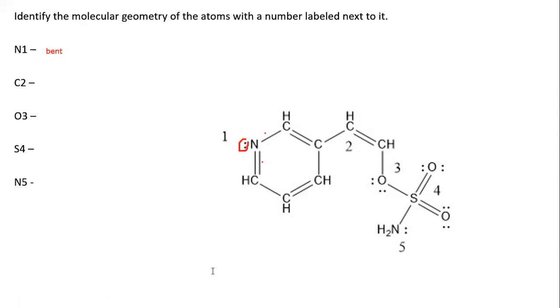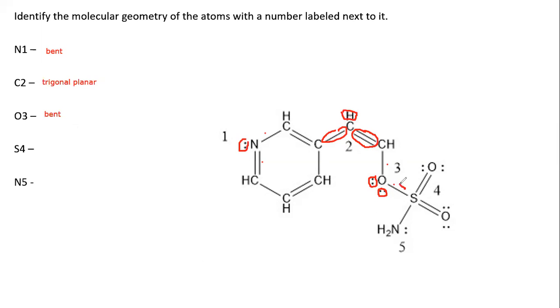We look at C2. C2 has 1, 2. Now remember, double bonds count as 1, so this has 3 electron pairs, and they're all bonding pairs, so C2 is trigonal planar. Next we have O3. O3 has 2 lone pairs and 2 bonding pairs. So this would be bent molecular geometry.